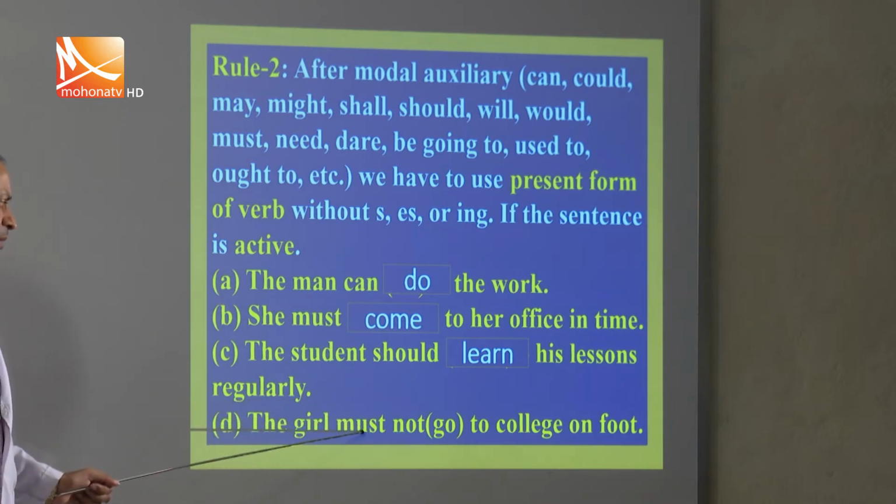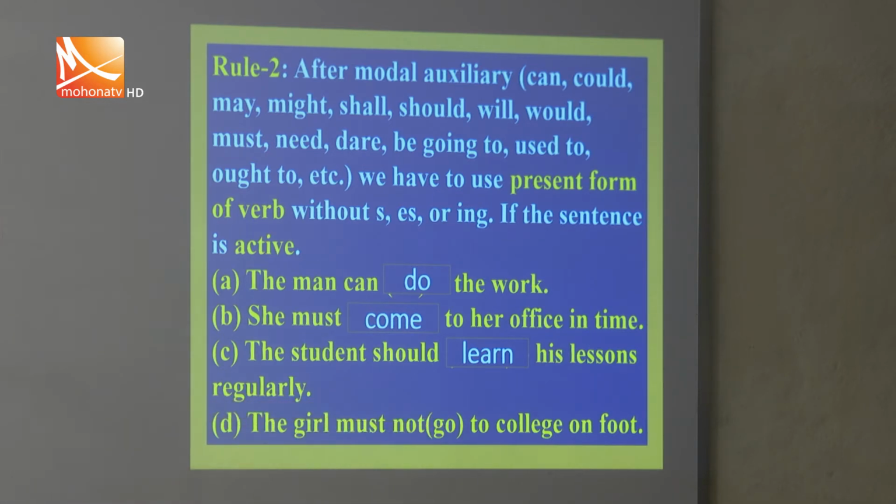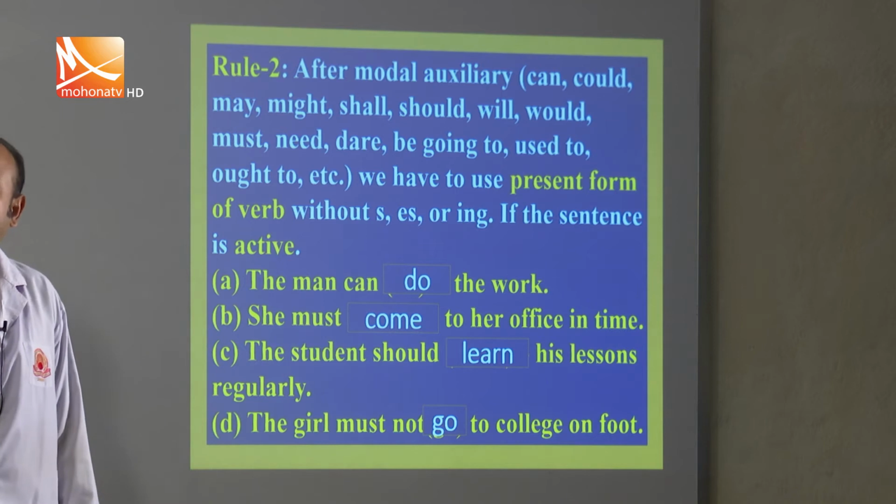Next, the girl must not go to college on foot. So, must is a modal auxiliary verb. After a modal auxiliary, we must keep the main verb in the basic form or main form: go. So, the girl must not go to college on foot.